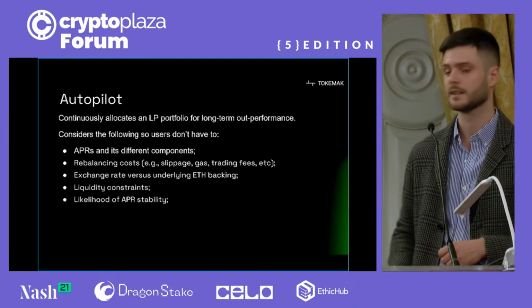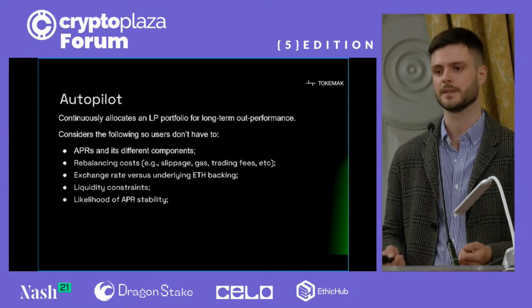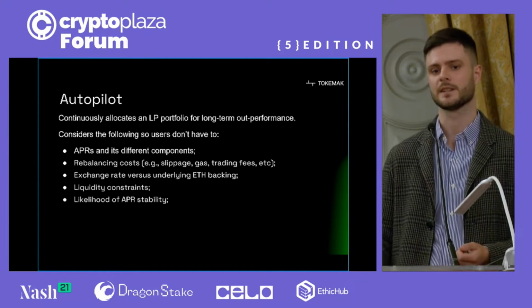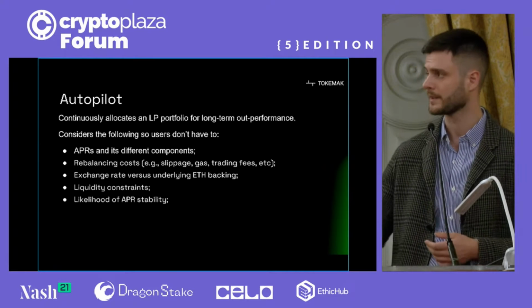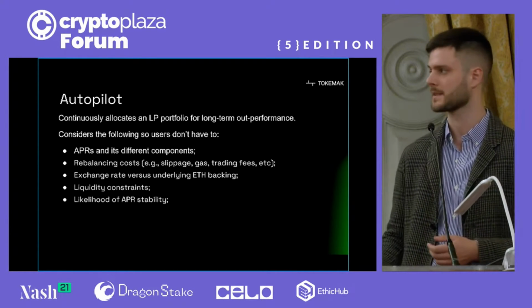And then finally, the likelihood of APR stability. If you do not account for APR stability, you're going to lead to NAV decay. You're going to cause churn. And this is only going to further deteriorate your performance. So it's very important to account for this future APR stability.